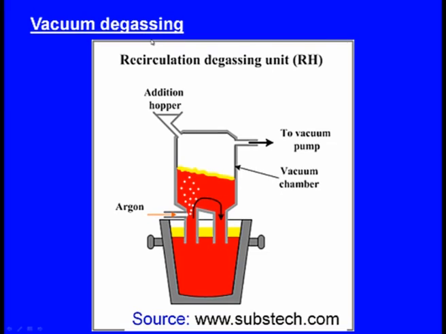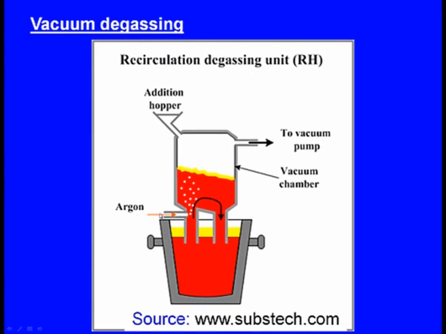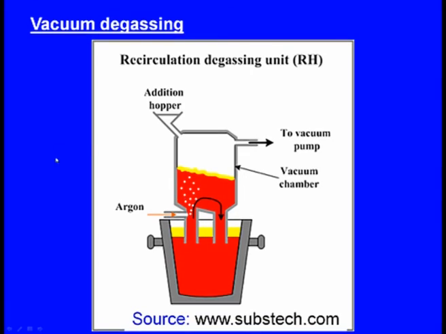Next one, the vacuum degassing. Here we can see this is the molten metal, this is the vacuum pump, here is the addition hopper if we want to add any alloying elements, and this is the vacuum chamber. Now, from one way we are sending the inert gas, that is argon. This argon will be going, and the molten metal will be falling like this into this container. At the same time we apply the vacuum, because of that the gases that are present inside will be removed.